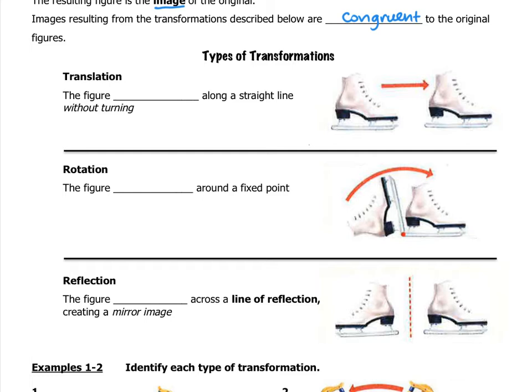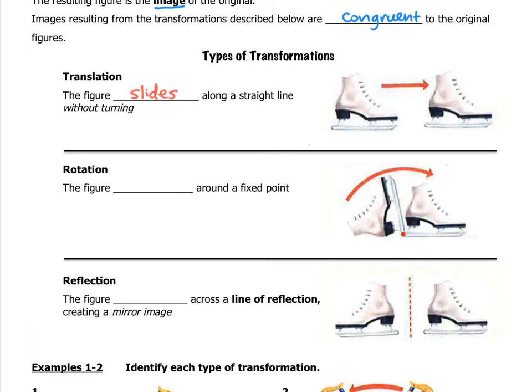The first type of transformation is what's called a translation. In a translation, the figure slides along a straight line without turning. So, for example, if you look at the figure to the right, I have an ice skate. If I slide the ice skate to the right, that is what's known as a translation of the original skate. The figure has gone to a different position on the paper, but I haven't turned the figure whatsoever. I've just slid it across the paper.